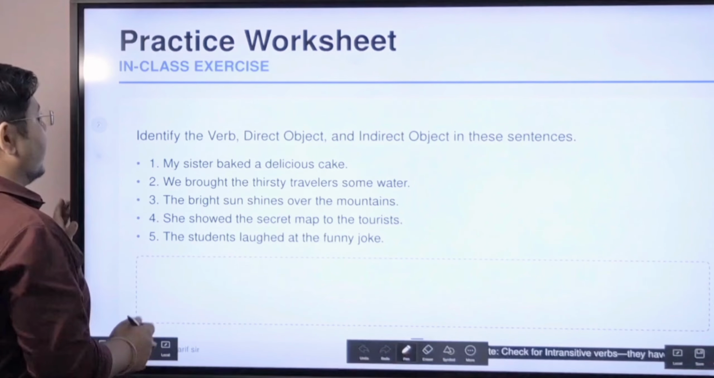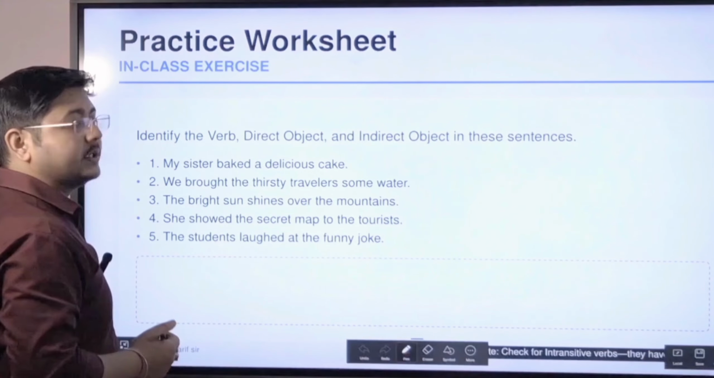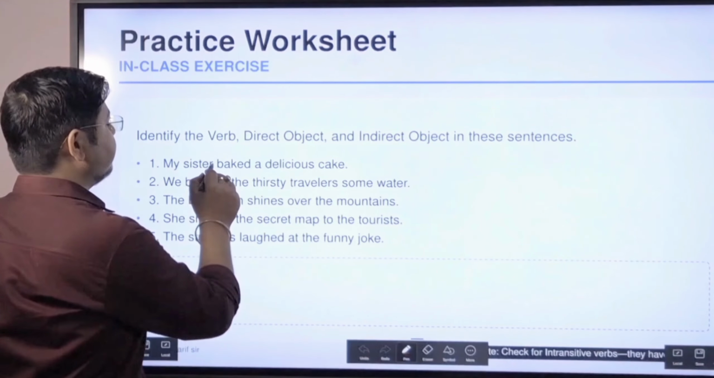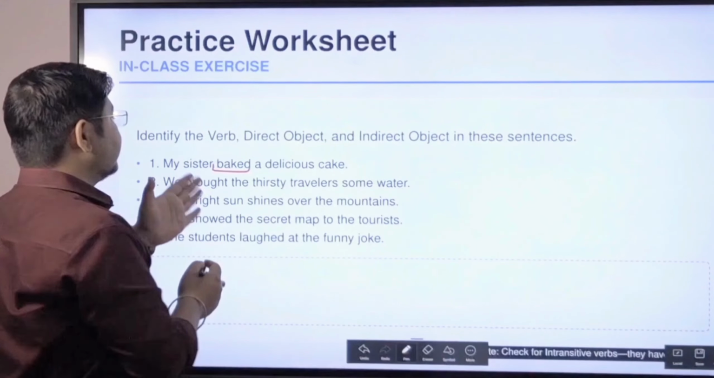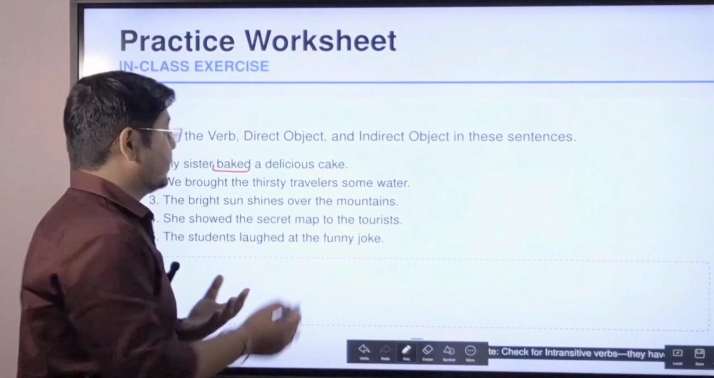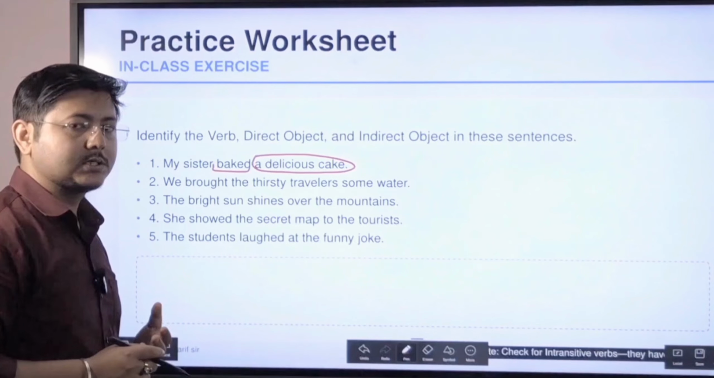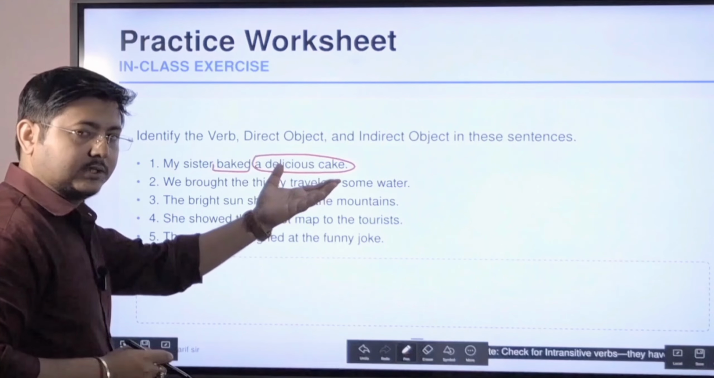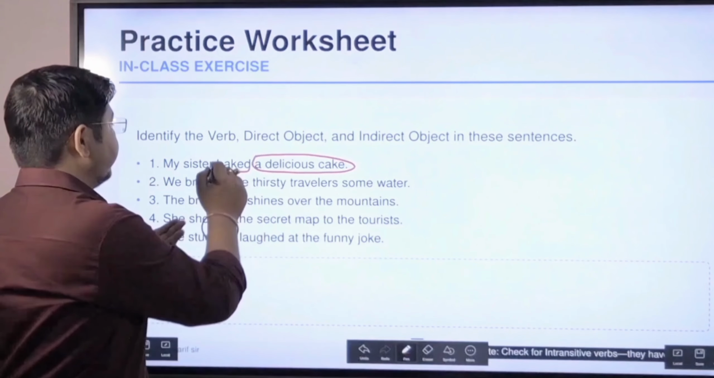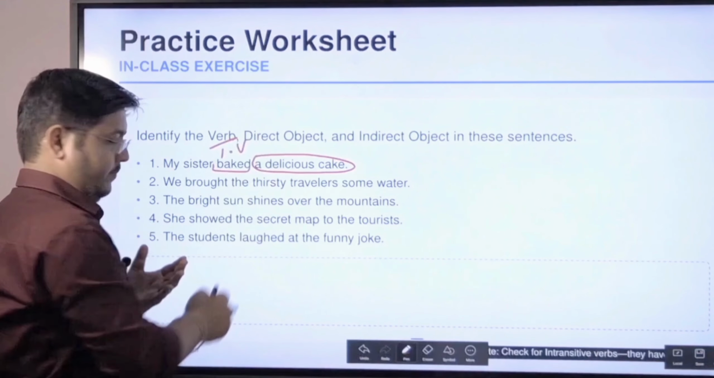Sentence number 1. My sister baked a delicious cake. So obviously the verb is baked here. My sister baked what? A delicious cake. Because you're getting the answer of what, this is the direct object. If it has an object, obviously the word baked is a transitive verb.